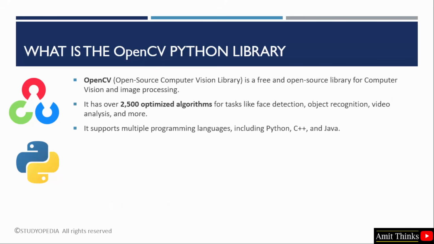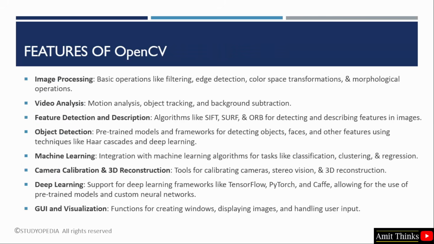OpenCV is a widely used free and open source toolkit used for computer vision and image processing algorithms, as we saw before. It offers more than 2.5K, that is 2500 optimized algorithms that enable tasks such as face detection, object recognition, motion tracking, and many other vision related operations. Beyond Python, OpenCV also supports other programming languages like C++ and Java, making it versatile and accessible for developers across different platforms. Let us see the features of OpenCV.